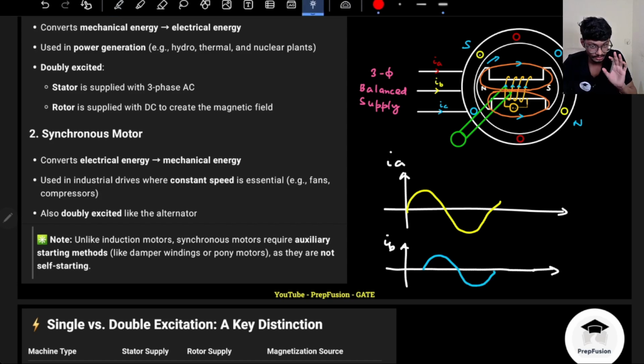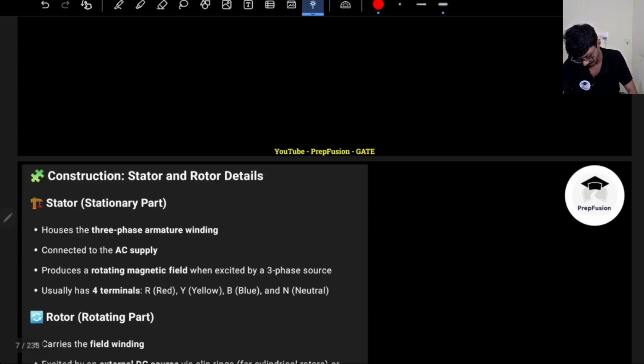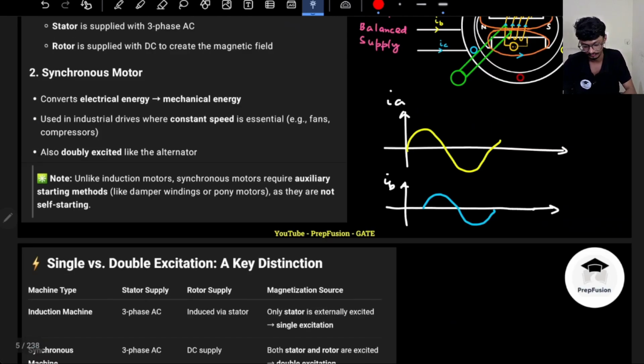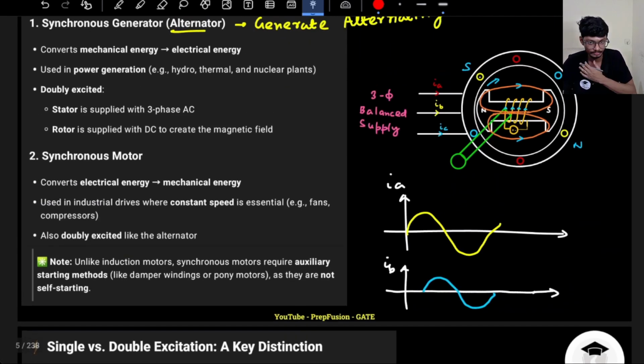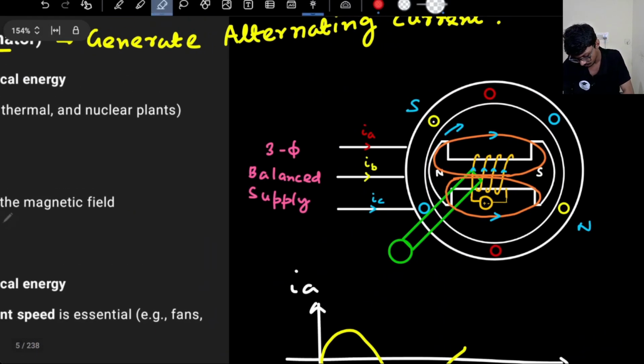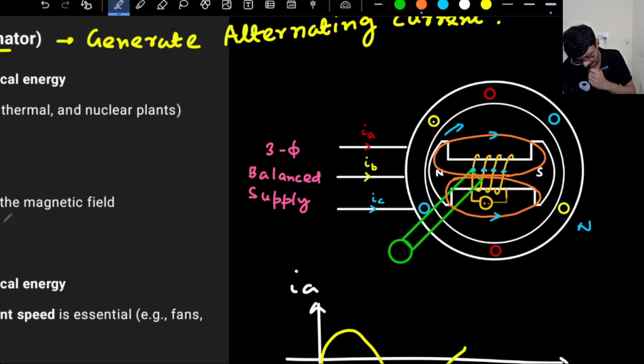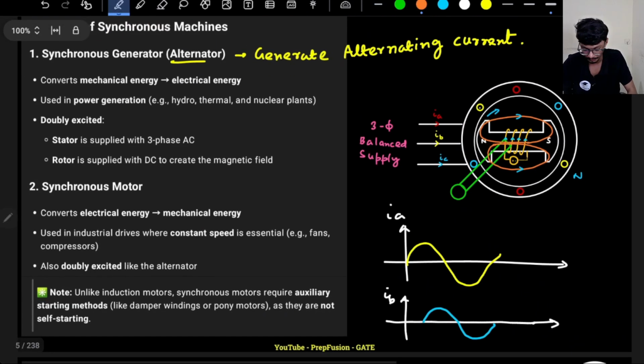So the key point is, whenever IA is maximum, you will see the value of IB will be something negative. I don't have the three phase here, I will show you in the next few slides, don't worry about it, but just trust me on this. Why am I explaining it? Because let's assume that dot here means that current is positive.